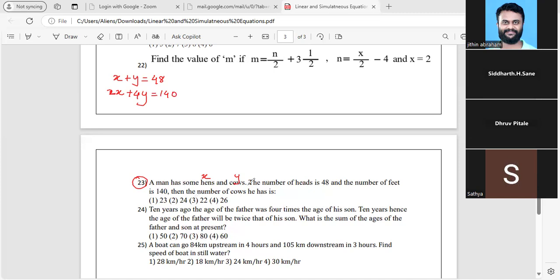Then the number of cows he has. So basically they want to find y. If you want to find y, then eliminate x. So in order to eliminate x, I'll multiply this whole equation by 2. So 2x, 2y, and in place of 48 I'll write 96. So once you double this, you simply subtract. When you subtract, you'll be getting 2 minus 4, minus 2y, and 96 minus 140 gives you minus 44. That gives y is equal to 22. Your answer is option 3.